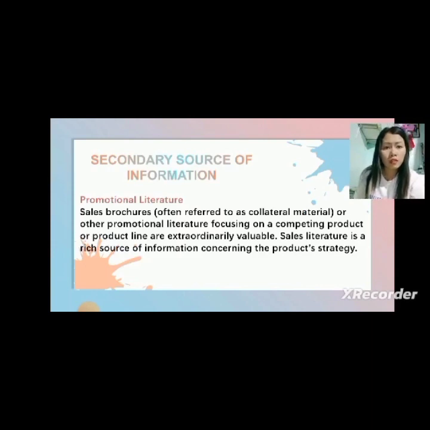Next, promotional literature. Sales brochures, often referred to as collateral material, or other promotional literature focusing on a competing product or product line, are extraordinarily valuable. Sales literature is a rich source of information concerning product strategy. Promotional literature, example, ang mga flyers, ang mga pamphlet, ang mga brochure.